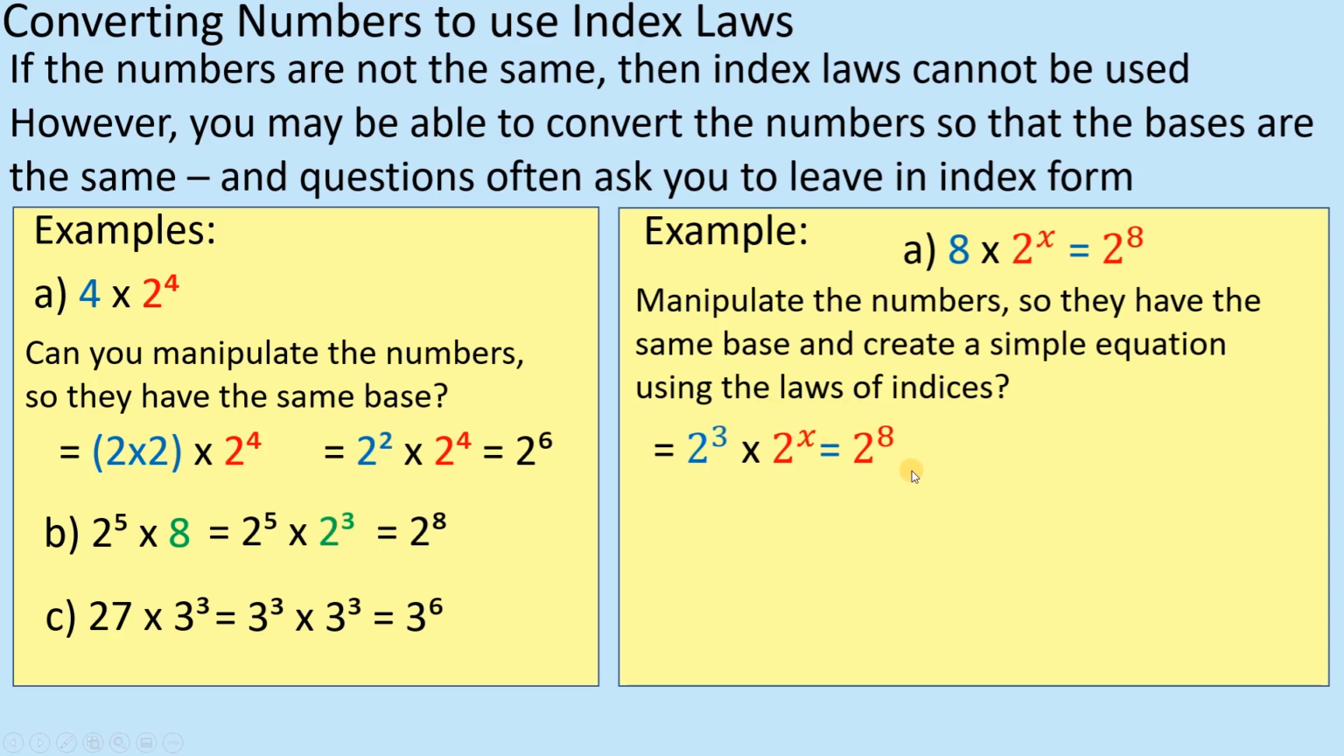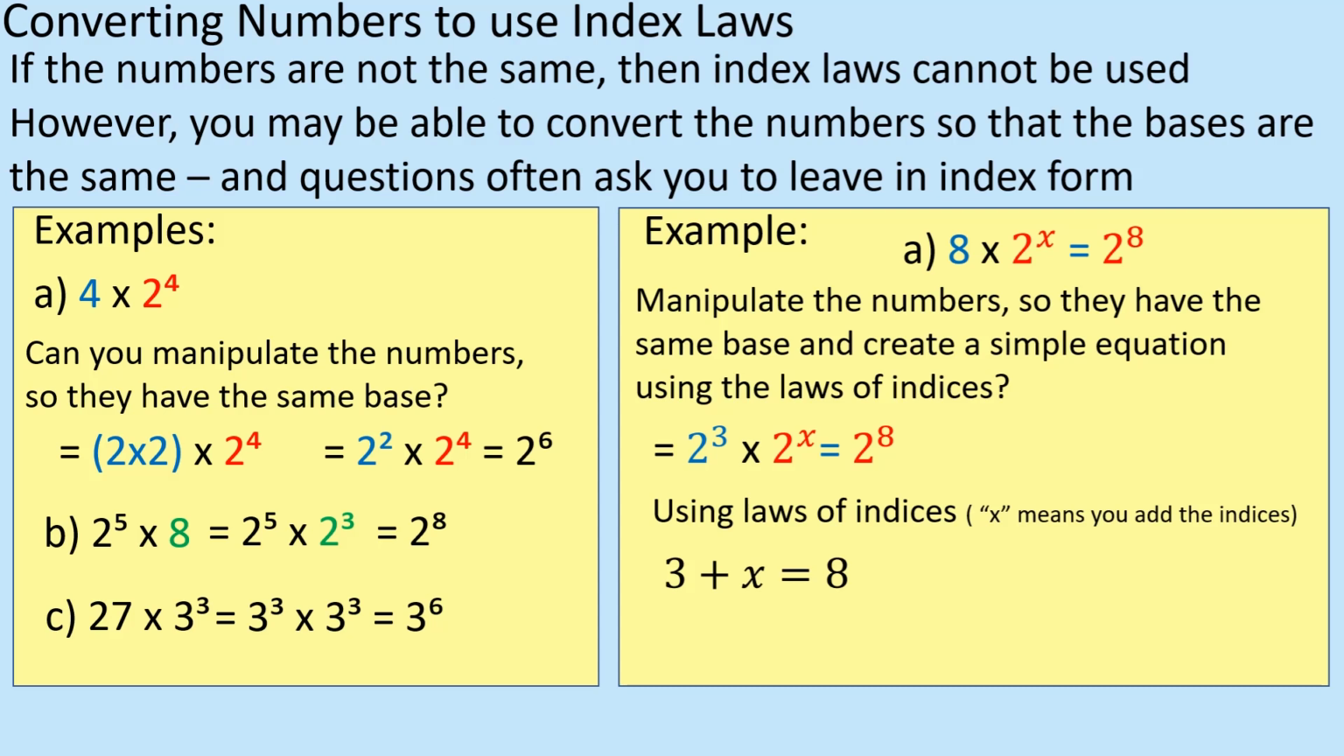So I can actually drop the bases, because what I'm saying is 3 plus x is equal to 8, isn't it? In terms of the indices rules, 3 plus x is equal to 8, so therefore x must be 5. Because what we're saying here is these two added together must give you that. And I can check that if you want. 2 cubed times 2 to the 5 is 2 to the 8. So x is going to be 5.